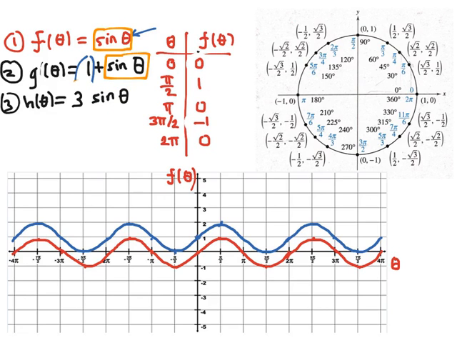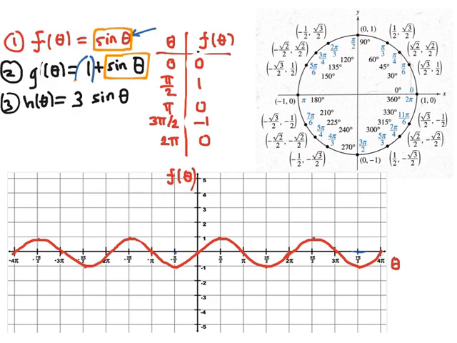So now we'd like to take a look at our third function. h of theta is equal to 3 times sine of theta. So when you have 3 times sine of theta, again, what's going on? What do you expect will happen to the graph of the parent sine function to give us the graph of h? To understand how the graph of the sine function will be transformed to give us the graph of h, once again, go back to function notation.